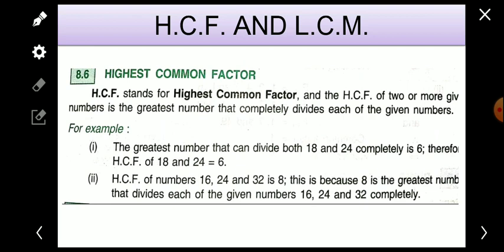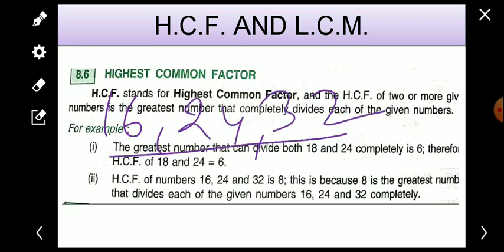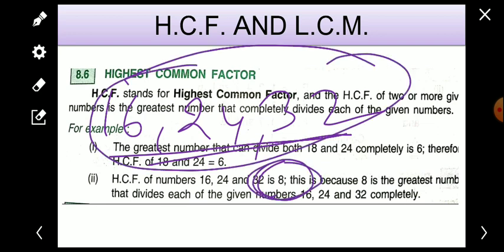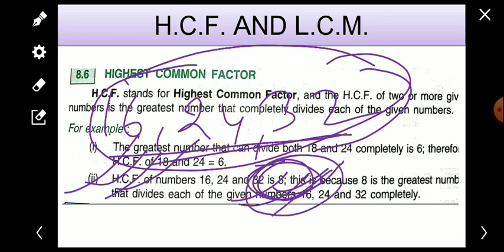So here one more example is there: the HCF of 16, 24 and 32 is 8. The HCF of three numbers. Which numbers? 16, 24 and 32. So which number is the greatest number which can divide all these three numbers? And that is 8. So this is the greatest number which can divide all these three numbers. If we talk simply about the numbers, then many numbers are there. 1 also can divide all the numbers, 2 also can divide all the numbers, 4 also can divide all the numbers, but here we are talking about the greatest number which can divide the given numbers, and that is 8 here. So 8 will be the HCF of 16, 24 and 32.